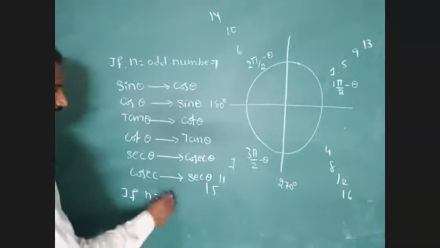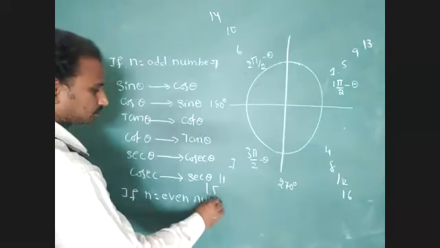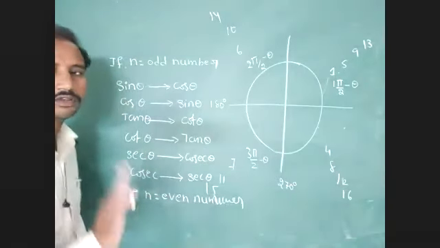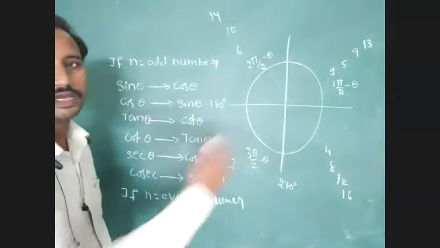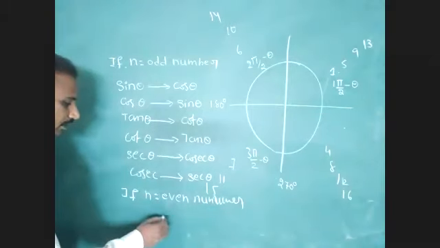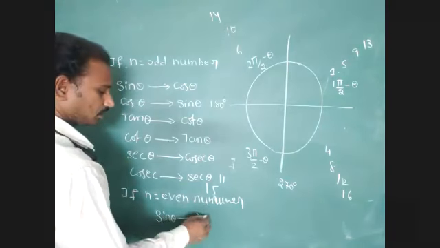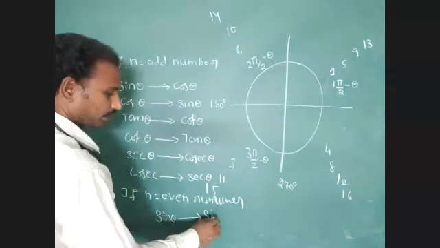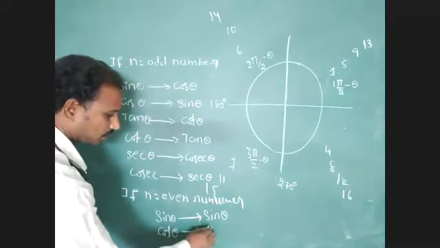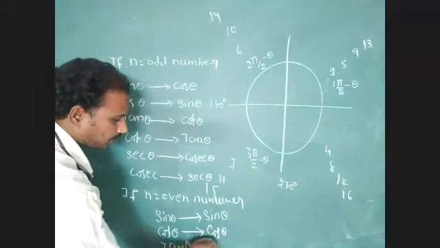If n is an even number, all trigonometric functions do not change. Same as it is, we have to write in the next step. So just identify this condition. Sin theta does not change, so we write sin theta as it is. Cos theta function, cos theta only; tan theta function, tan theta only.